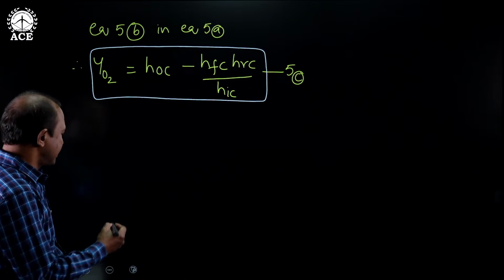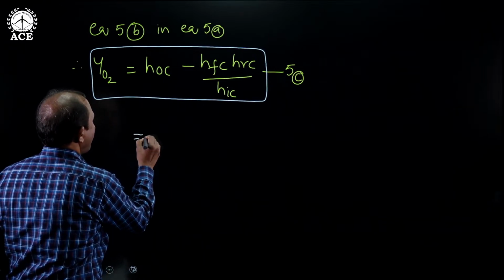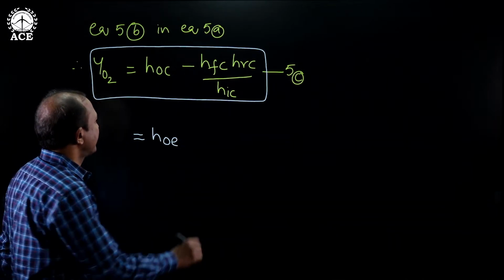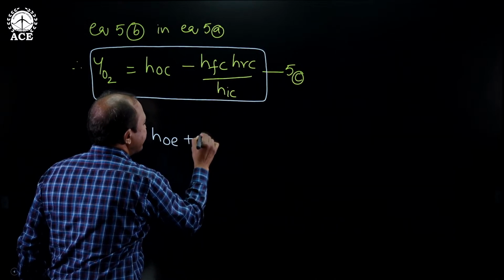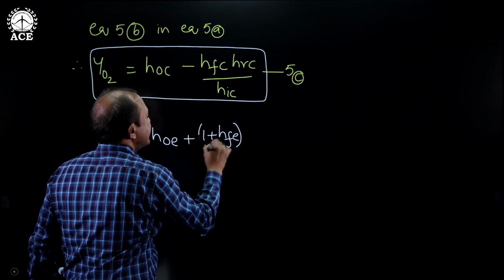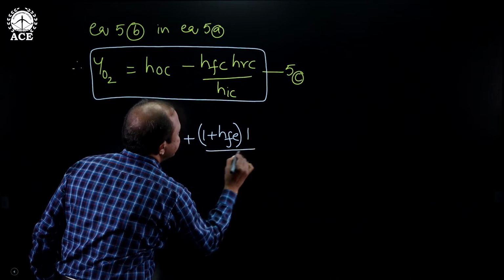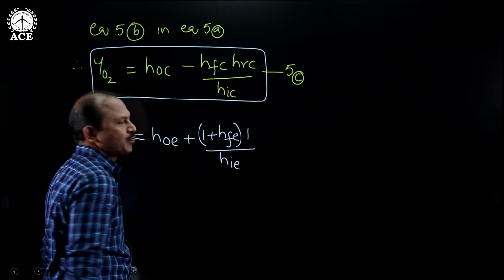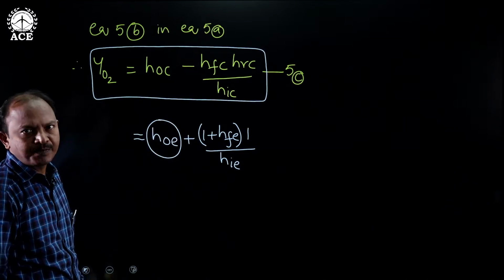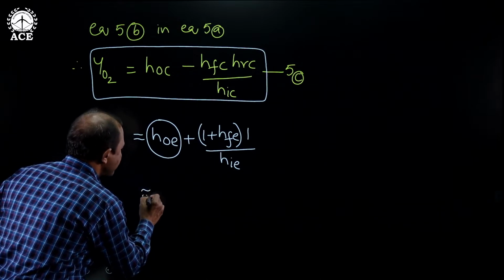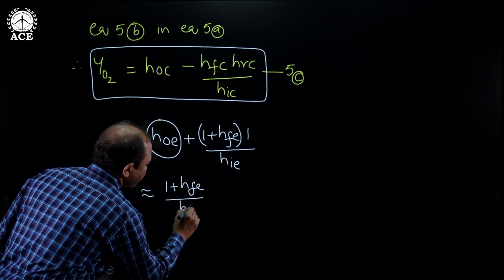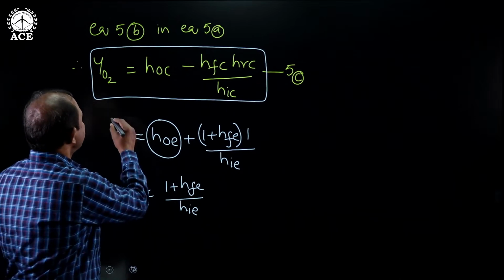However, let us go for some approximations here. We know HOC is HOE according to conversion equations. Minus HFC is 1 plus HFE according to conversion equations. HRC is 1 according to conversion equations and HIC is HIE. Now if you carefully observe, HOE is very small. It is almost equal to 0. That's why I can approximate this equation to 1 plus HFE by HIE. This is Y02.